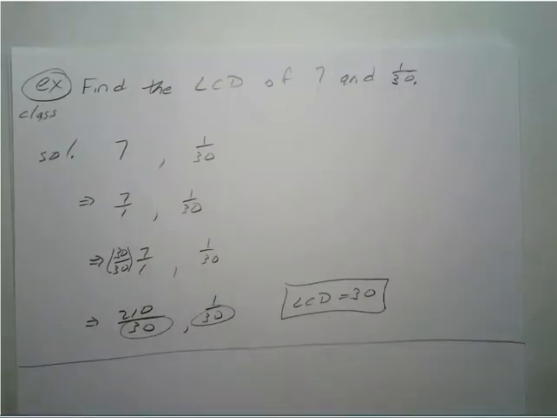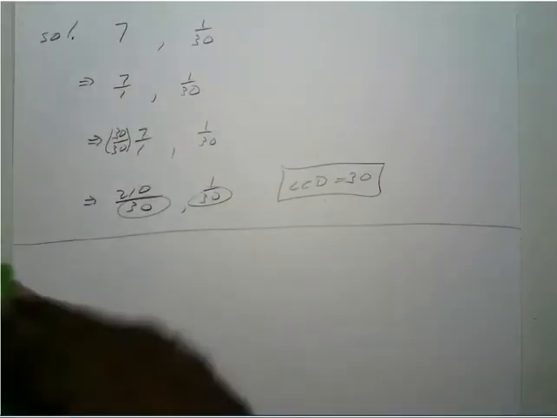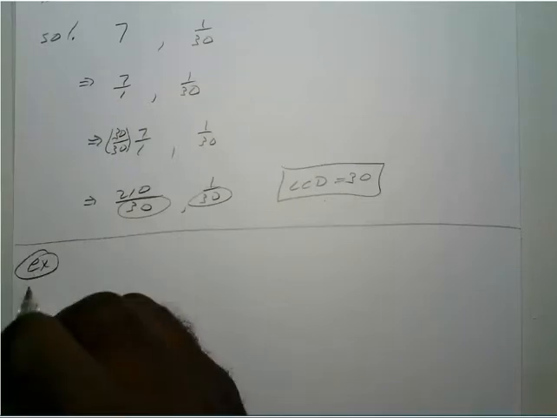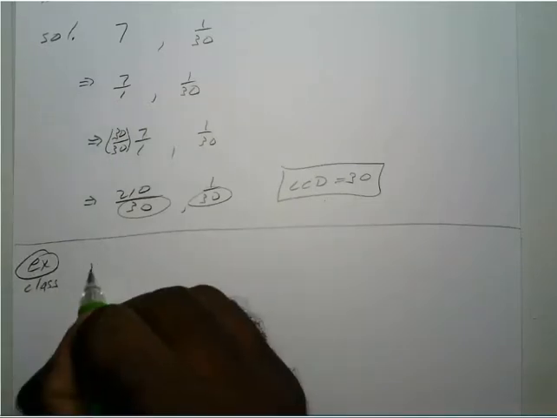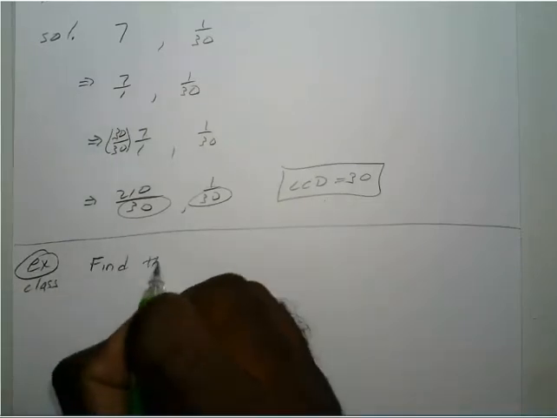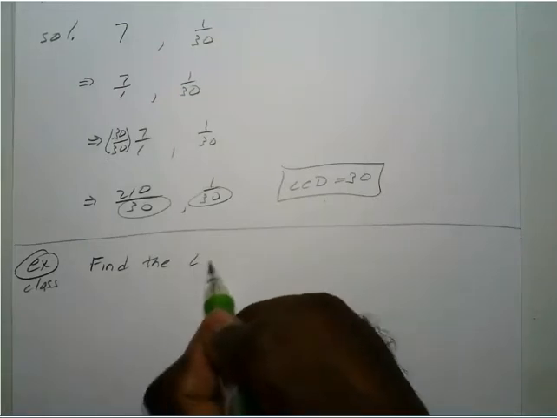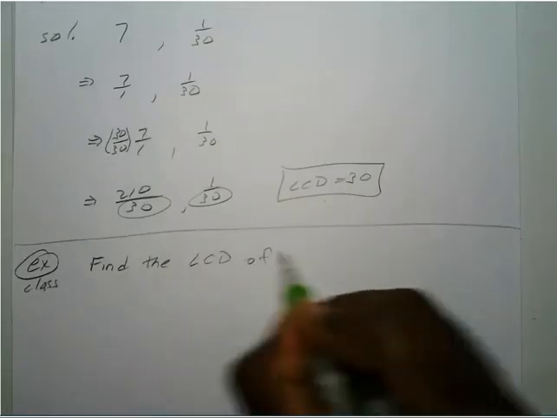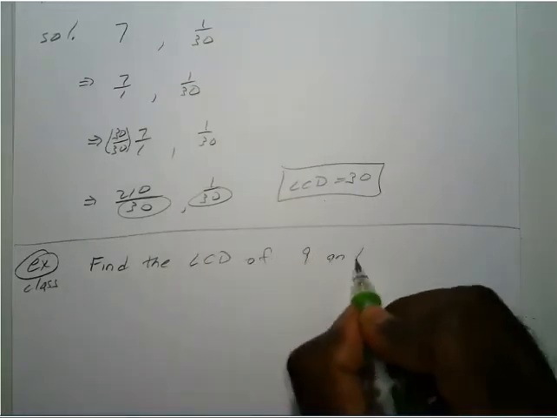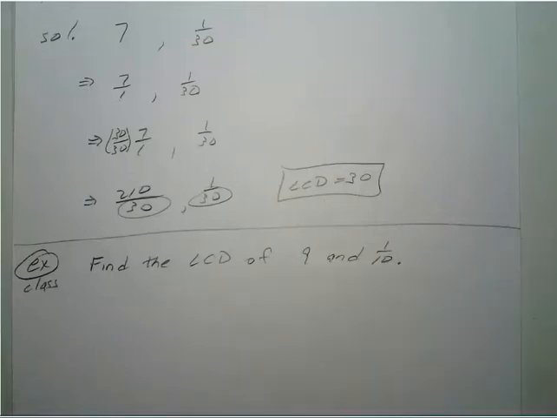All right, so let's try one, and I want you to do it with a whole number just to make sure you have it. Okay, so find the least common denominator of 9 and 1 over 10. Go ahead and press pause and solve this one on your own.